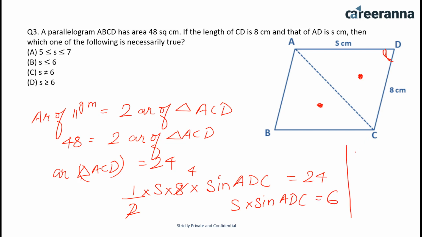I know that the value of sine is always less than or equal to 1. So in other words, I can say the value of sine ADC is always less than or equal to 1. So I need to find the value of this.